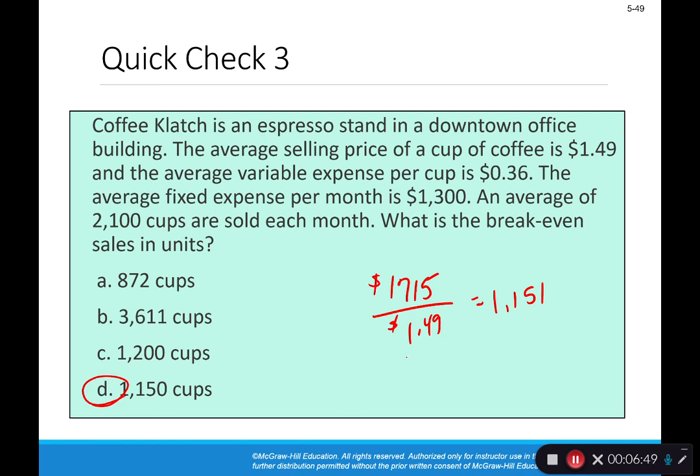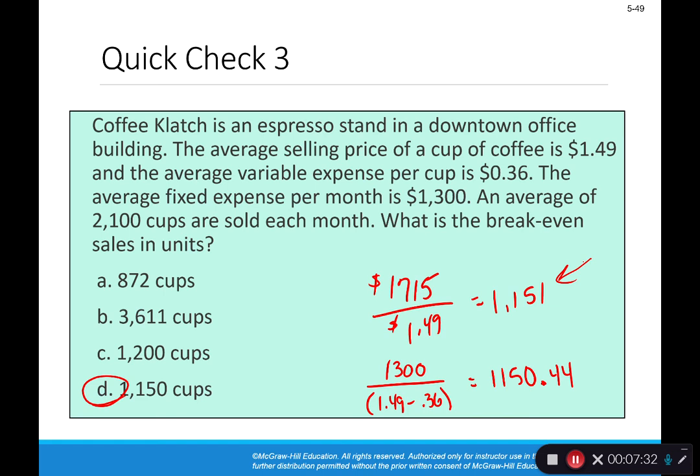If I do it out using the formula for break even in units, I'm going to take my fixed costs, which are 1,300, divided by the CM per unit, which would be the 1.49 selling price minus the 36-cent variable costs. And when I do out that work, 1,300 divided by the CM per unit, which comes out to $1.13, I get 1150. Now, technically, I'm going to argue that the book is wrong because I really got 1150.44. So my answer from before is a better answer, because if we sell 1,150 units, we're technically going to lose a tiny bit of money.